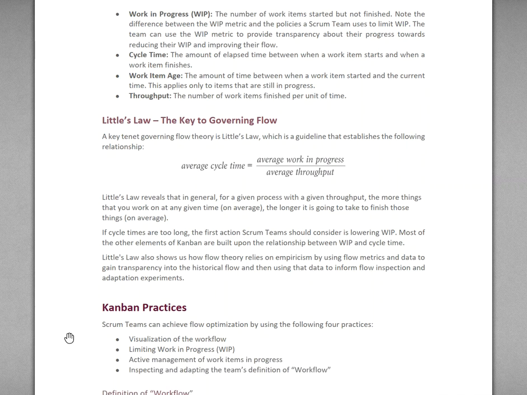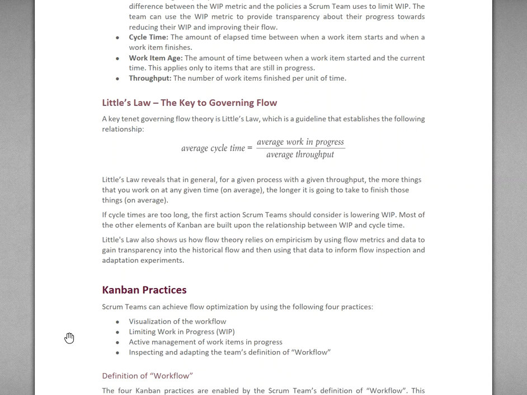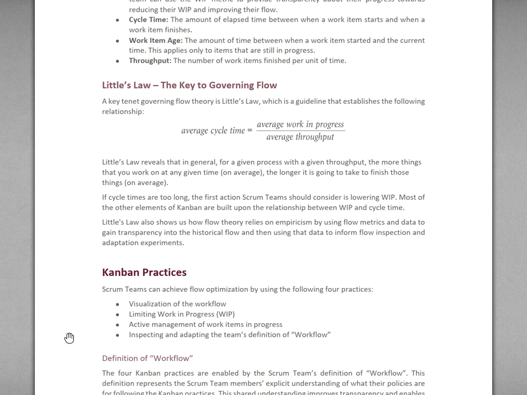Then we are moving on to the Kanban practices. Scrum teams can achieve flow optimization by using the following four practices: visualization of the workflow, limiting work in progress, active management of work items in progress, and inspecting and adapting the team's definition of workflow.